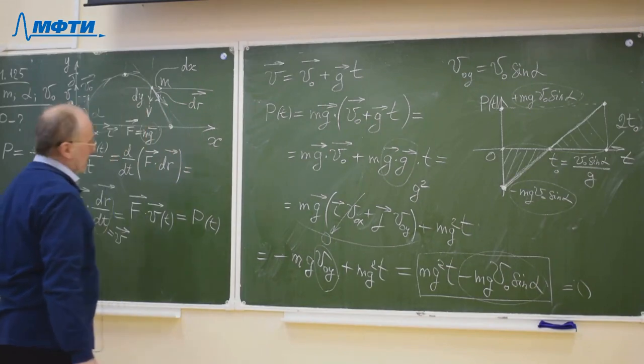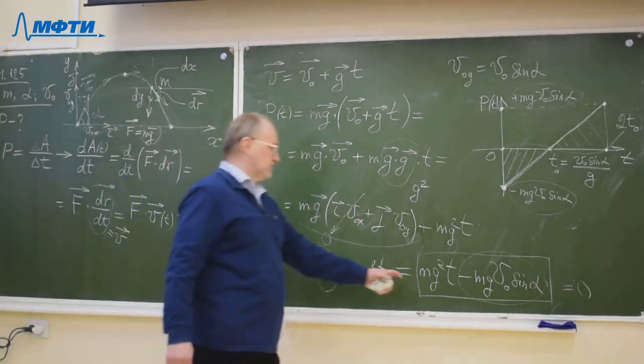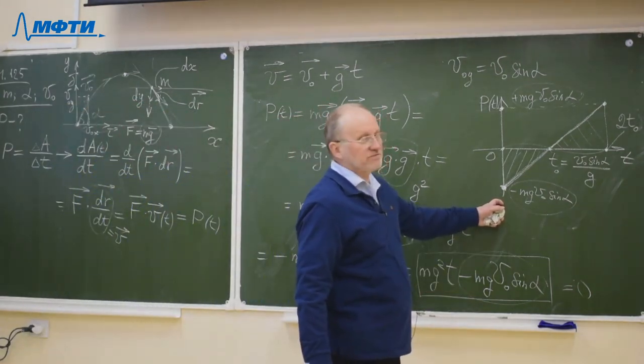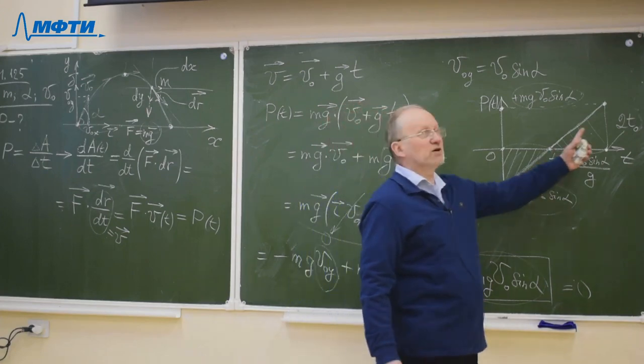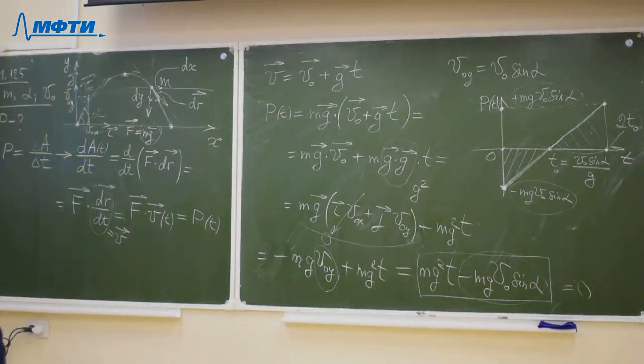So we have found the answer to one of the questions of this problem, which said, find the instantaneous power as a function of time. We have found it, and we have drawn it and shown it on the graph, how the instantaneous power changes in time. Another question in this problem is, find the mean power of gravity force over the whole time of motion of the body.